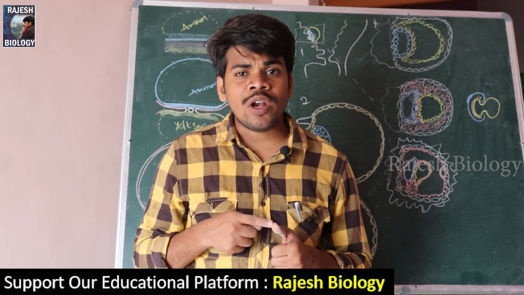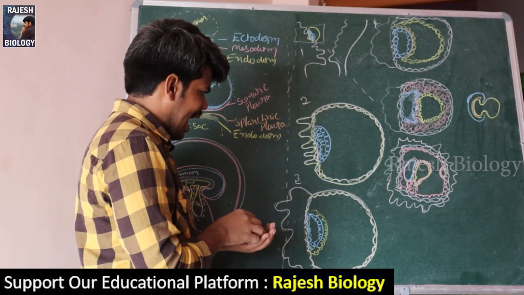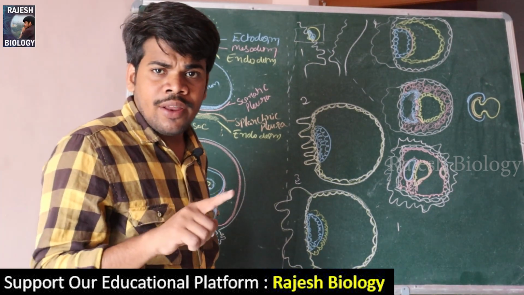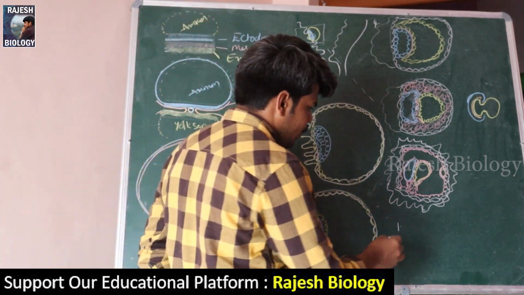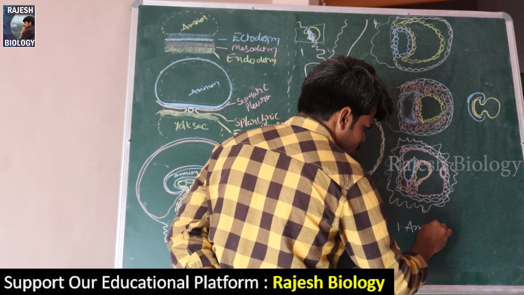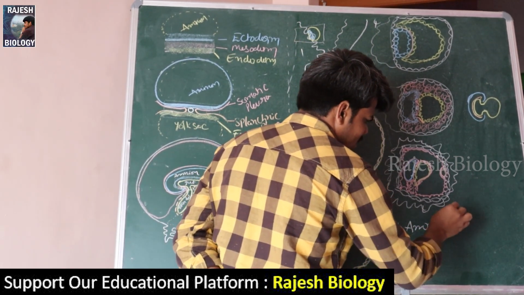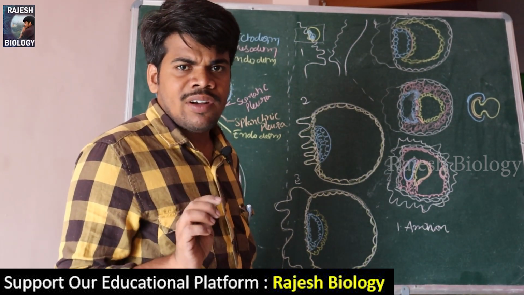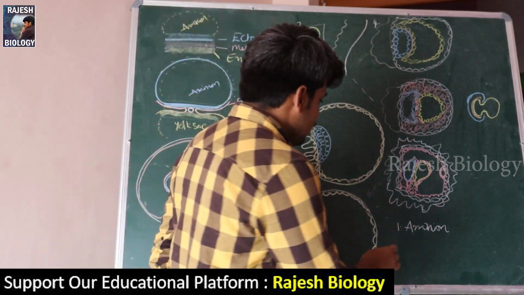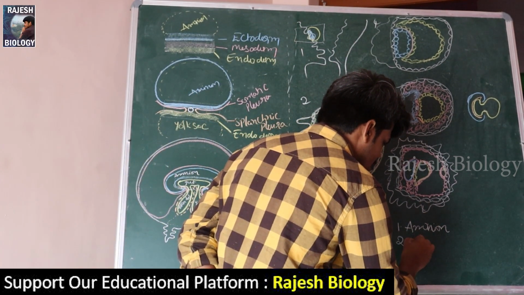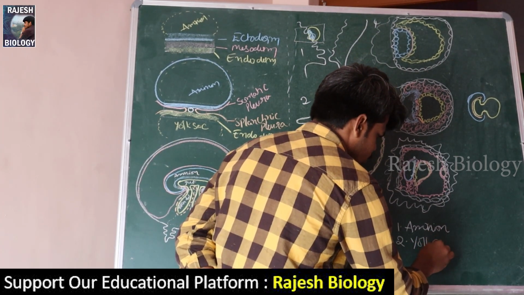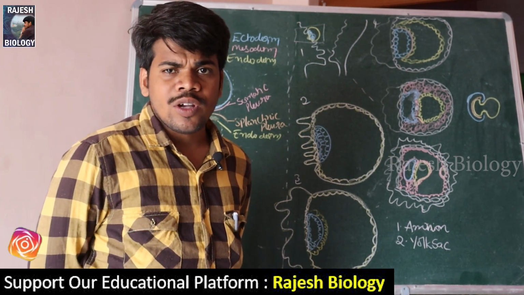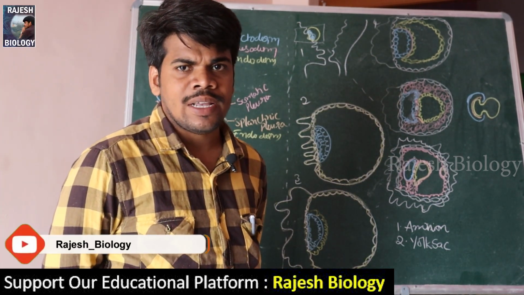First, the amniotic cavity is formed. I'll write the extra-embryonic membrane names in order based on the time of formation. First, amnion. In this class, I am going to explain how the amniotic cavity is formed, its function, and from where it is formed. The next extra-embryonic membrane is the yolk sac. Second, the yolk sac: how it is formed and its function.